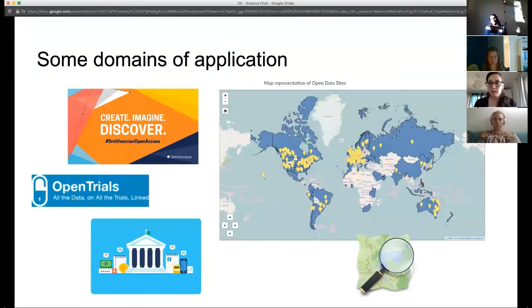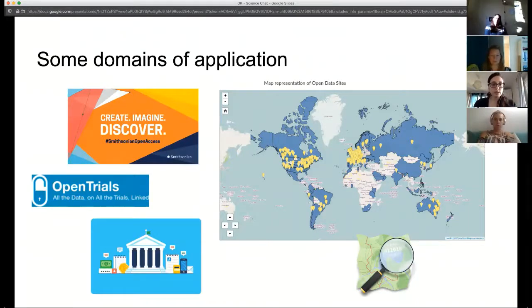So, some domains of application, because open knowledge is a huge concept. For example, this map is showing all the websites or resources where we have open data available around the world. There are lots. There's the logo there of OpenStreetMap. OpenStreetMap is a community-curated geographical system, so you can, just like Google Maps, use OpenStreetMap, and you can contribute with your own information about your own place. And in some places, it's much more complete than Google Maps, for example.